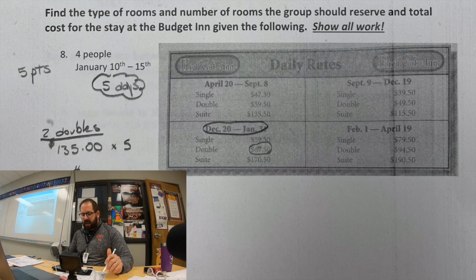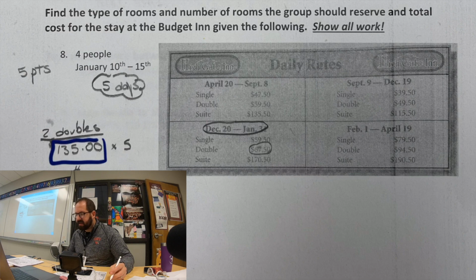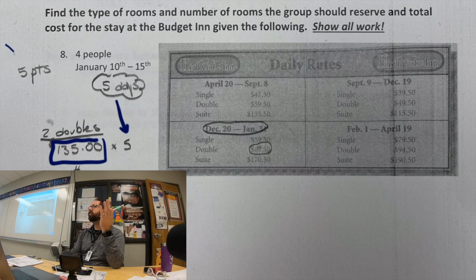5 days. You have 4 people, so you have to have 2 doubles. Doubles cost $67.50. 2 doubles, so it's $135, and you're staying for 5 nights. This is the number that most people forgot. Thank you, Emma. A lot of people forgot that you're staying at $135 a night. Most people forgot you're staying for 4 nights, or 5 nights.